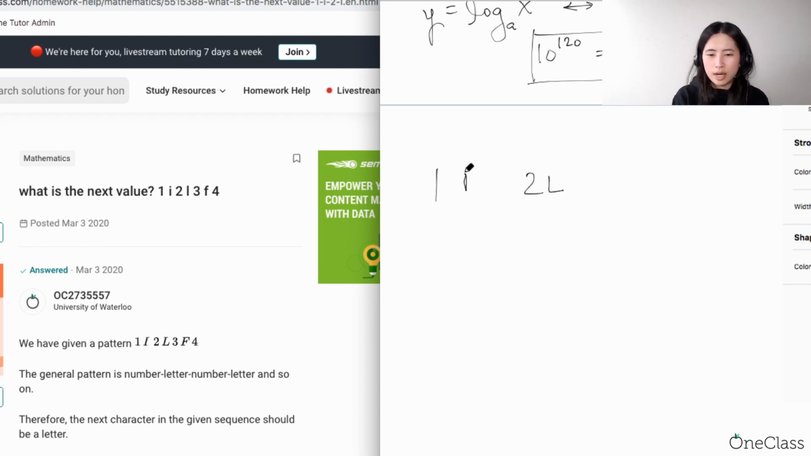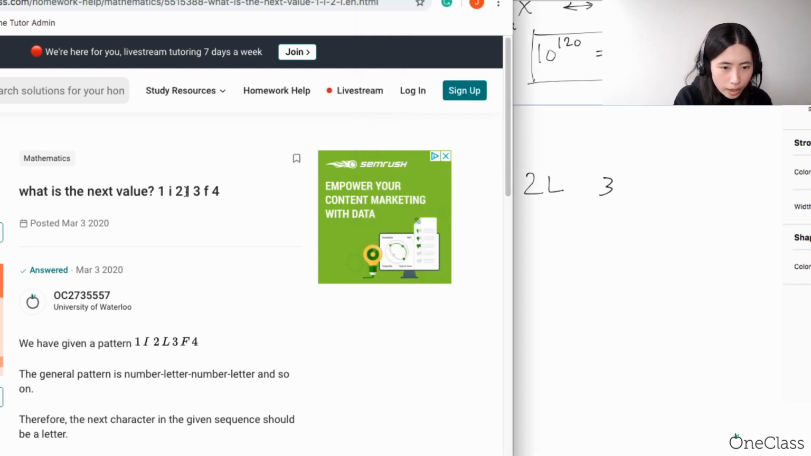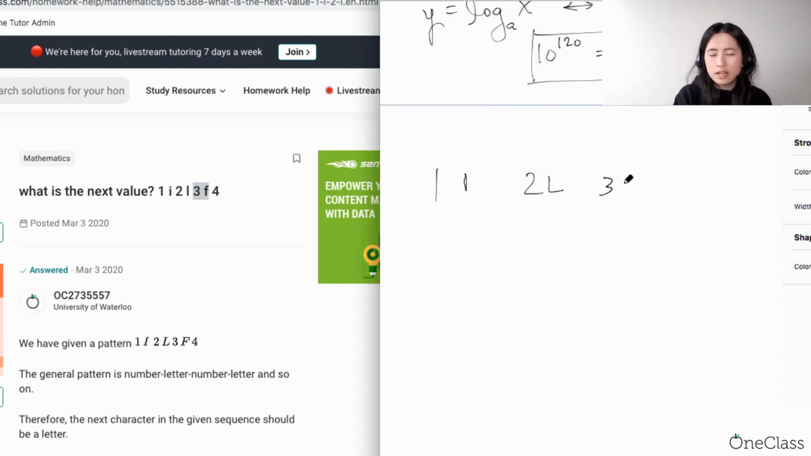If you notice, if you write I this way, that's just one stroke. If you have L this way, this is two strokes, one vertically and one horizontally. And then for the third one, you have F. So 2 is L and then you have 3 is F. So the third one is F. So one, two, three.